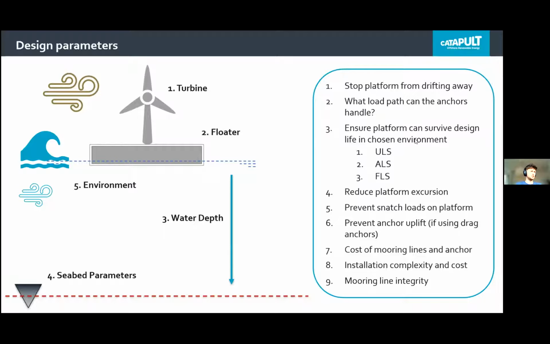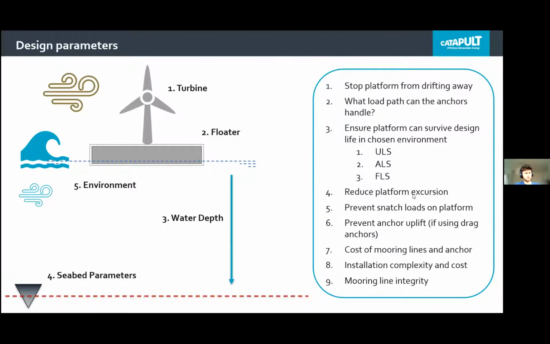We have to ensure the platform can survive its design life in the chosen environment. So we have our ULS, ultimate load, where we look at the largest waves the platform can take, the largest wind, etc. Accident load, where potentially we see if a mooring line fails, what effect is that going to have? Can the platform still survive? And fatigue load: if our platform is out there for 25 years, will it survive that? And what design changes can we make so that it's better for that?